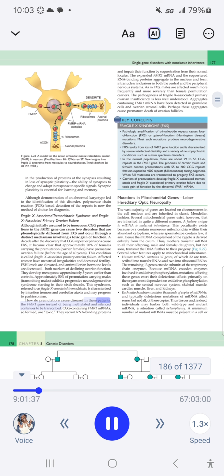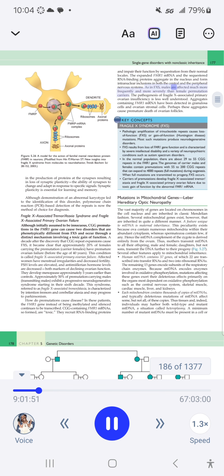In these patients, the FMR1 gene, instead of being methylated and silenced, continues to be transcribed. CGG-containing FMR1 mRNAs, so formed, are toxic. They recruit RNA-binding proteins and impair their function by sequestration from their normal locales. The expanded FMR1 mRNA and the sequestered RNA-binding proteins aggregate in the nucleus and form intranuclear inclusions in both the central and the peripheral nervous systems.